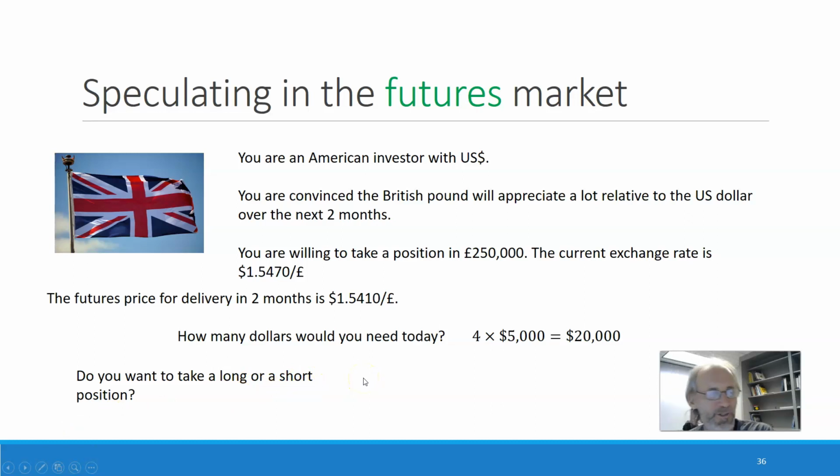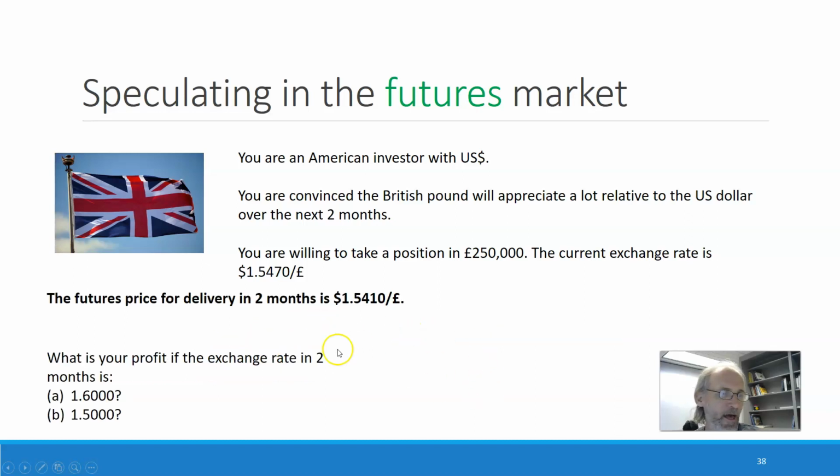Okay. Now, do you want to take a long or short position? And this is kind of a tricky question. You have to kind of think through it. I don't know a nice rule of thumb to tell you how to pick this. You just have to think it. And remember, you're expecting the pound to buy more dollars in the future, so you're expecting the price of these pounds to go up relative to dollars, right? And the way to profit when the price goes up is to take a long position, right? Because the long position says, well, I'm going to buy at this price. And if the price goes up, it's as if you bought at that price and then sold at the higher price after the price went up, right?